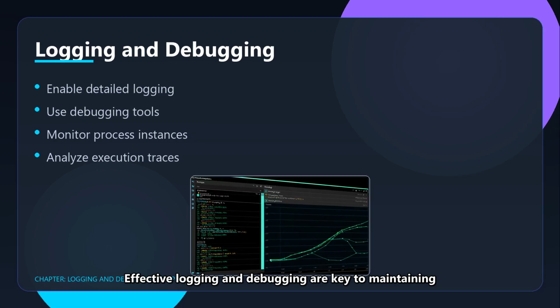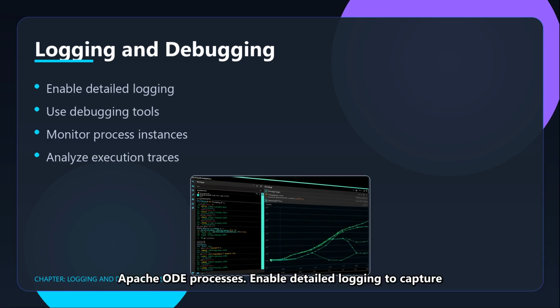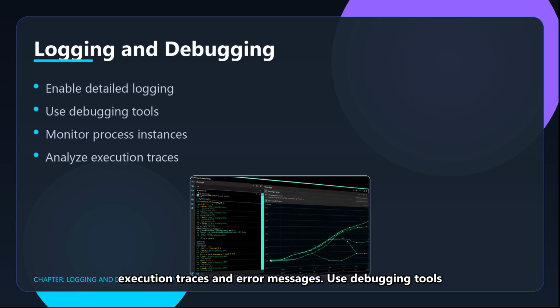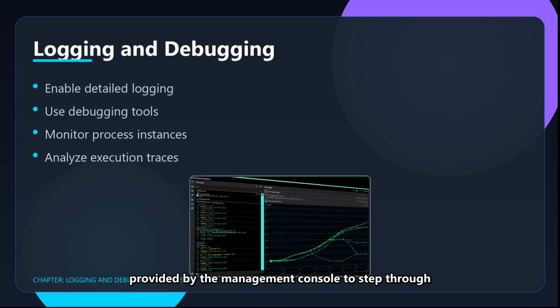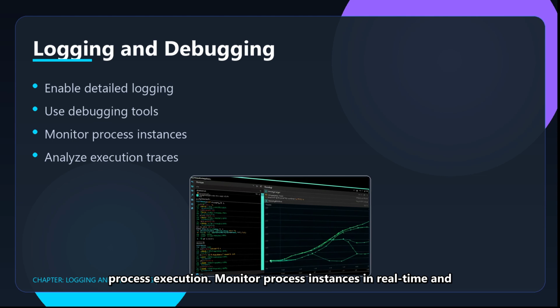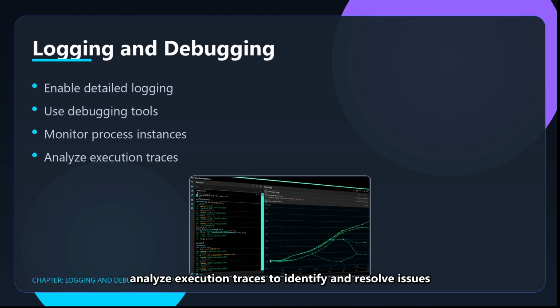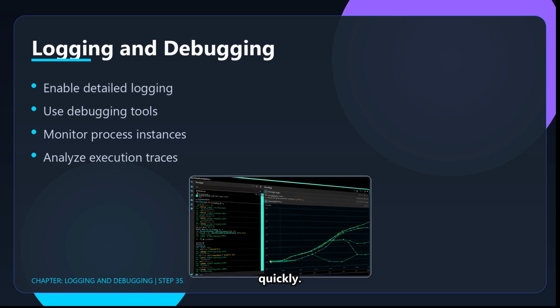Effective logging and debugging are key to maintaining Apache ODE processes. Enable detailed logging to capture execution traces and error messages. Use debugging tools provided by the management console to step through process execution. Monitor process instances in real time and analyze execution traces to identify and resolve issues quickly.